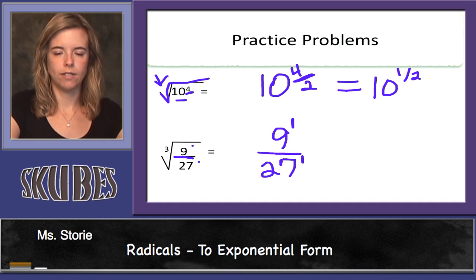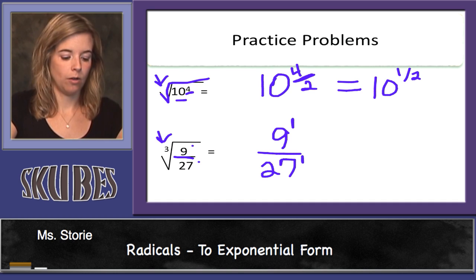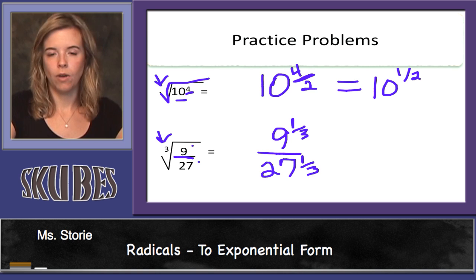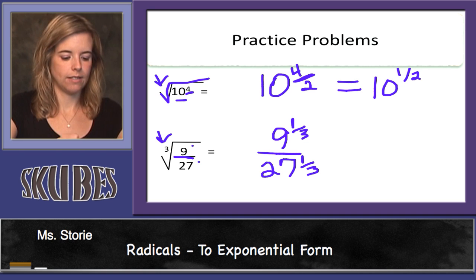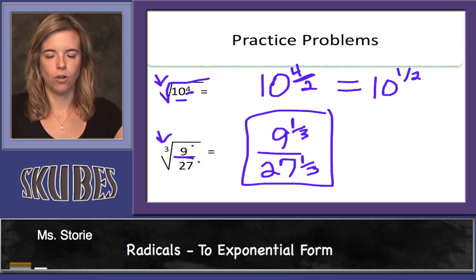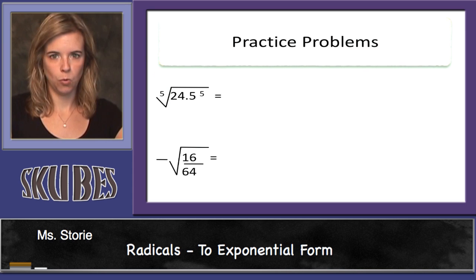And the original exponents stay as the numerator. My index becomes the denominator on both of the bases. So it's really 9 to the 1/3 divided by 27 to the 1/3. Like I said, we're not going to solve it, we're just going to stop there because that's how you transfer from radical to exponential. Let's take a look at just a few more examples.